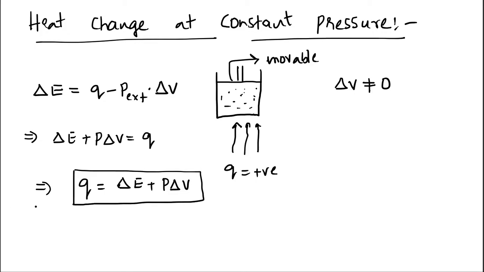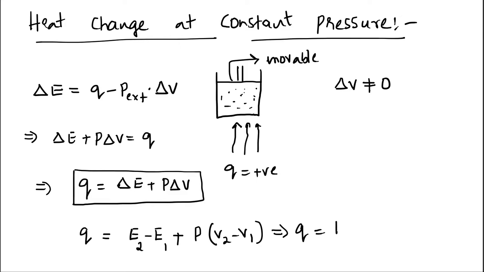Okay, now what I can write here: the system is moving from one state to another state. Initially, let's say it has E1 internal energy, and finally let's say it has E2 internal energy. Therefore I can represent delta E as E2 minus E1, plus, now I can represent delta V as V2 minus V1. Then I rewrite this equation like this: E2 minus E1 plus PV2 minus PV1.